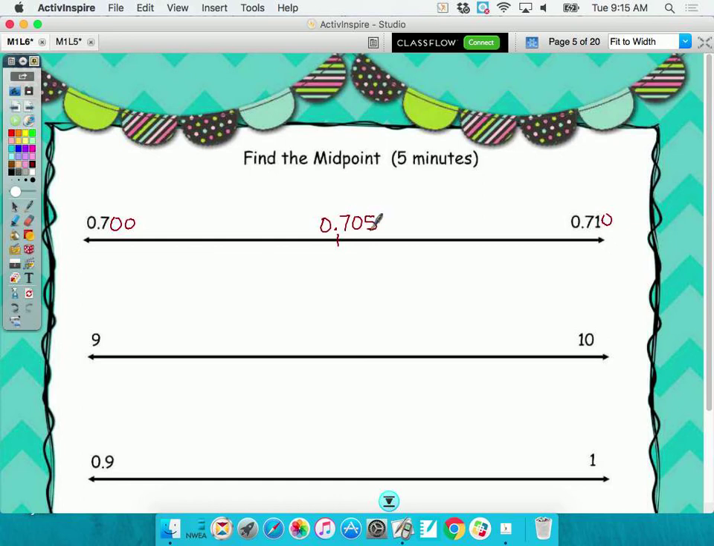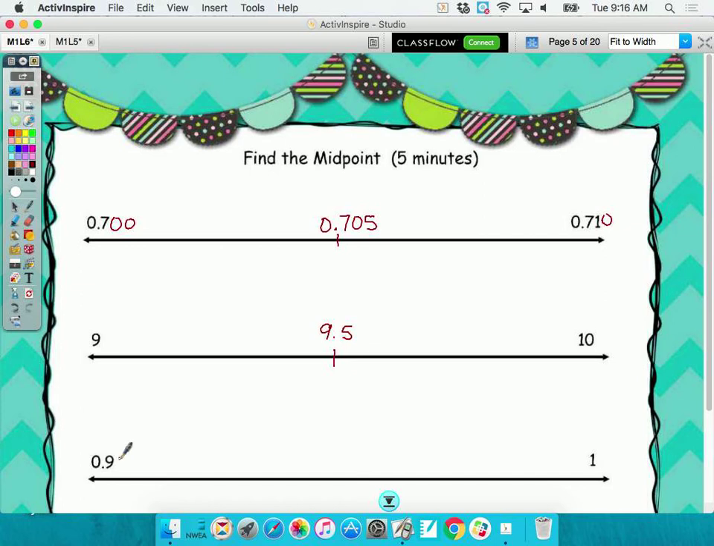Okay, halfway between 9 and 10? Halfway between 9 and 1/2. How do I write that as a decimal? 9.5. Good. And halfway between 9/10 and 1? 95 hundredths. Okay, let's see if Channing's right.